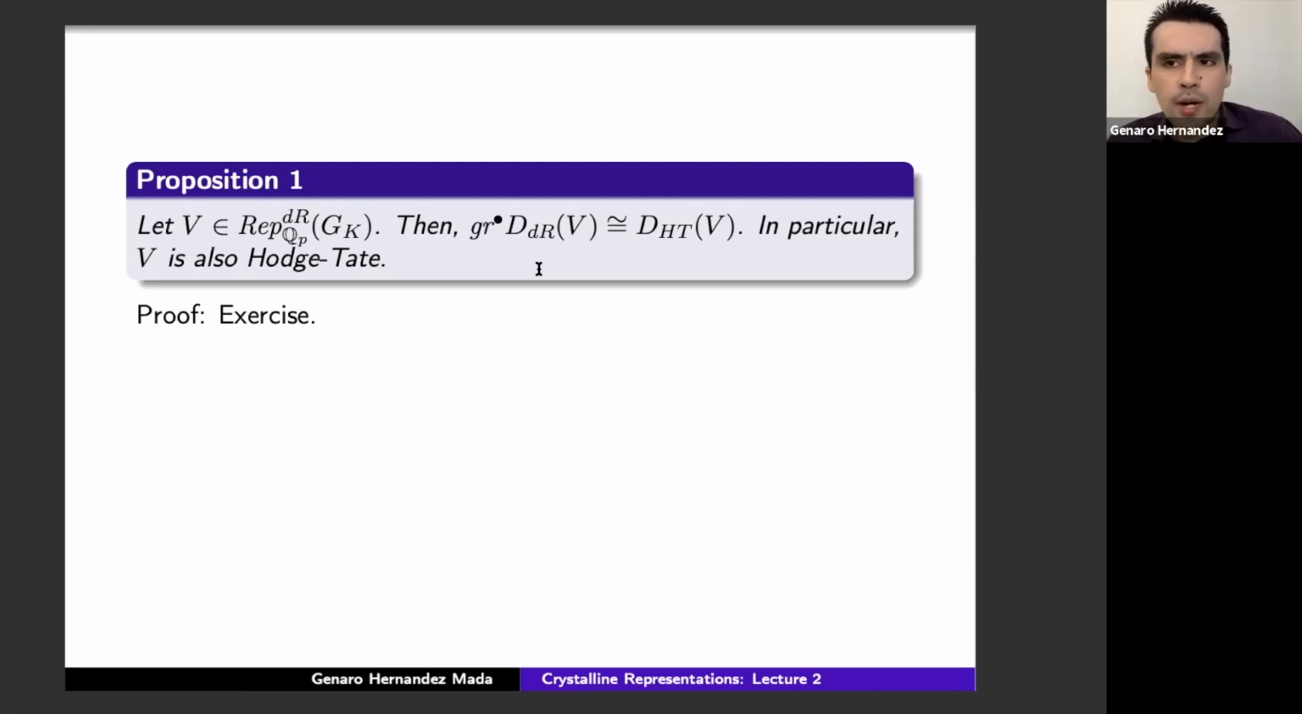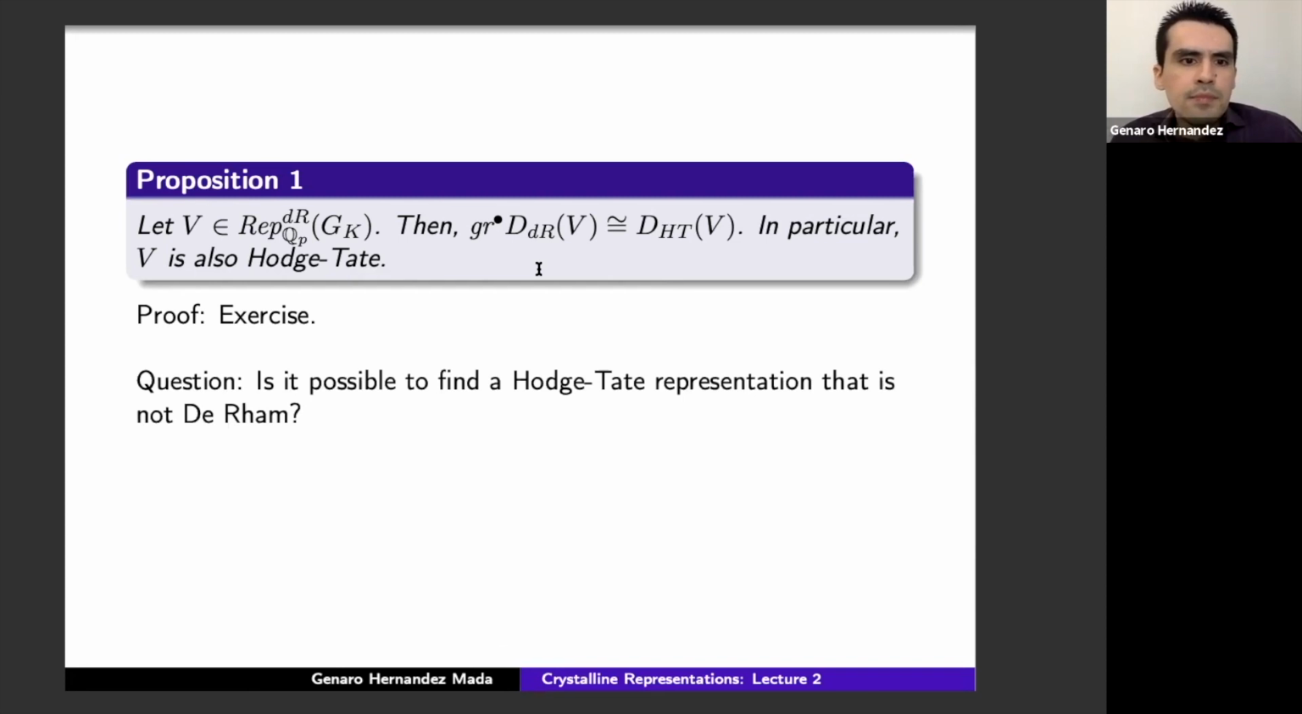So the moral of this proposition is just this one: the de Rham representations are in particular Hodge-Tate. We will talk about that later on. A question that we might have right now is, is it possible to find a Hodge-Tate representation that is not de Rham? So if all the de Rham are Hodge-Tate, what about the converse? The answer is yes, it's possible. The converse is not true, and we will see that later.